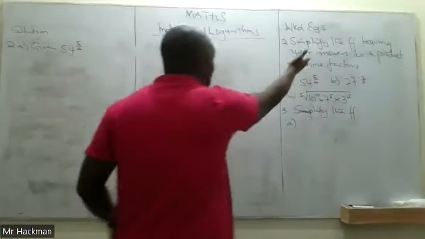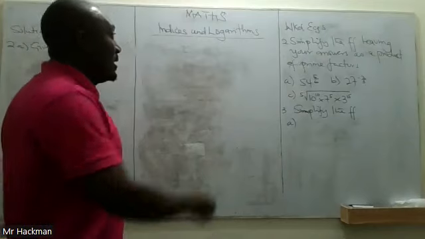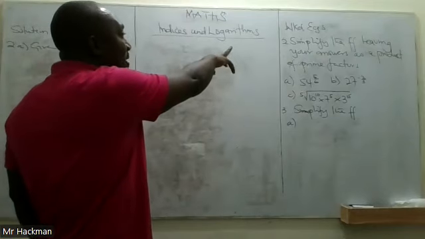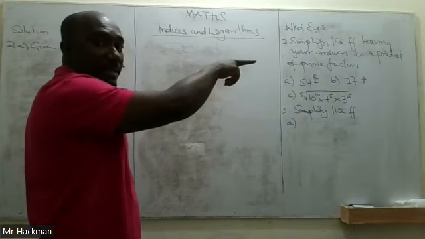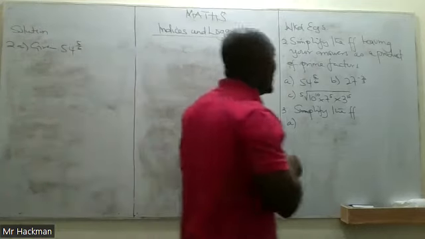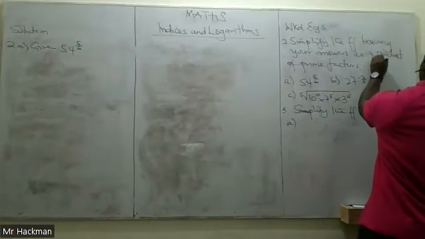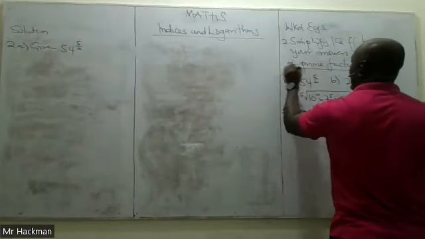Okay, so we have our second set of questions. What do we have? Simplify the following, leaving your answer as a product of prime factors. So this must be underlined: product of prime factors.